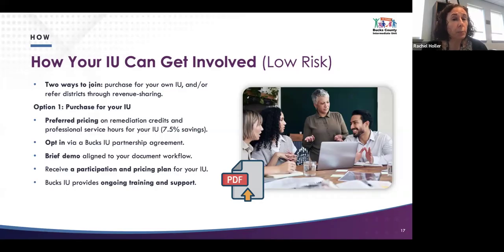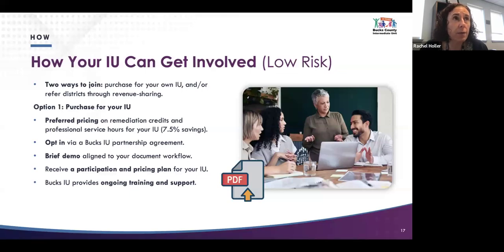So option one, you can purchase for your own IU. Just like we as Bucks IU are using it, we are really excited to be able to extend a savings. We were able to work with our friends from Rocket PD and ArchScan to get some consortium pricing, or reduced pricing. So we are extending that to you at 7.5% savings on both the credits as well as the professional service hours.